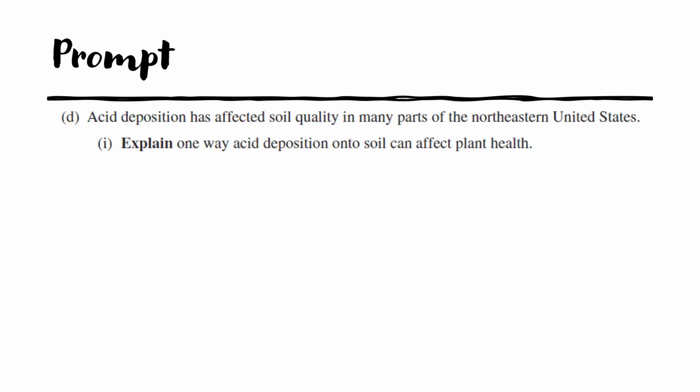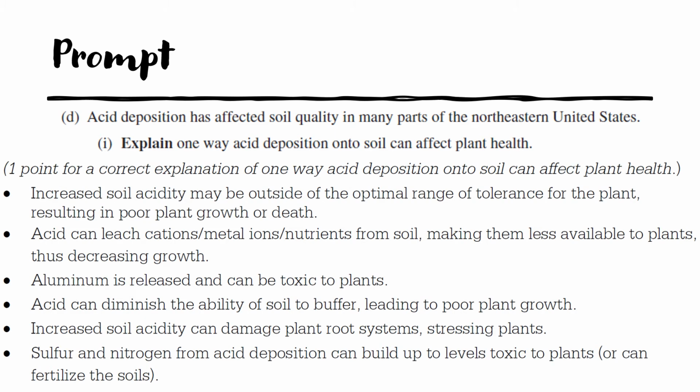Let's take a look at an example prompt that would be given about explain. So D, acid deposition has affected soil quality in many parts of the northeastern United States. 1. Explain one way acid deposition onto soil can affect plant health. So we see that this question is worth 1 point, and these are the potential answers, y'all.